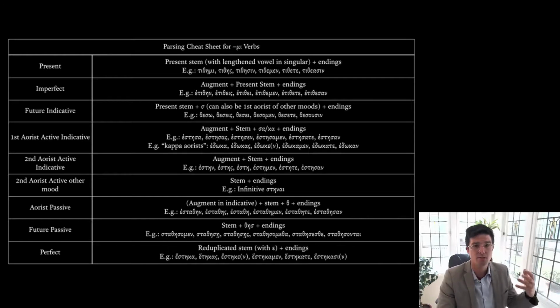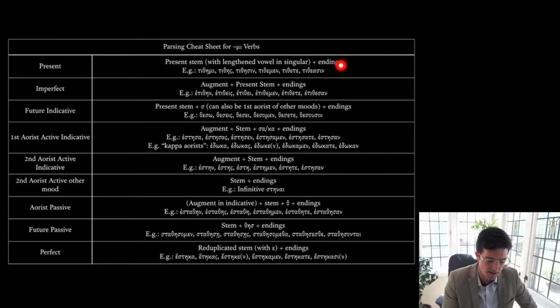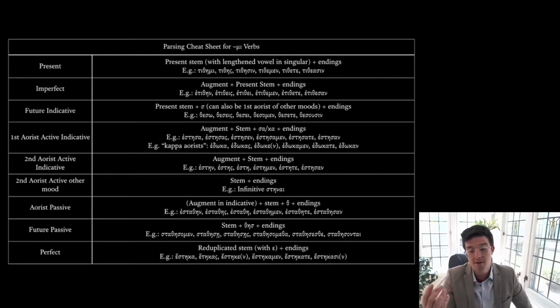So what this cheat sheet does here, and I've given this to you in black and white as well so you can print it out, is it gives you how each different tense in the indicative forms for mi verbs. So just as we've done previously with the formation of different verbs, you can see the combinations and then examples of what's happening. So for the present active indicative, we have the present stem with the reduplication happening, and then the endings. And so you'll see the different things that are added for the different tenses here.